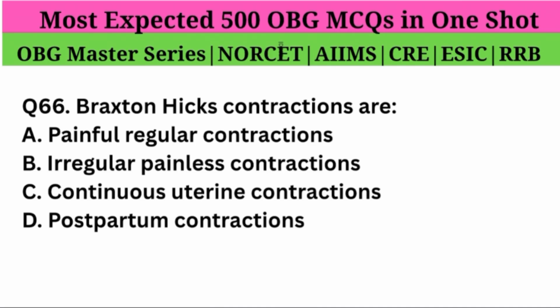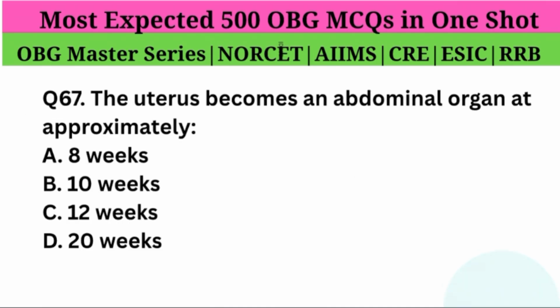Next question, Braxton Hicks contractions are. Your correct option is option B, irregular painless contractions. Next question, the uterus becomes an abdominal organ at approximately how many weeks? Your correct option is option C, 12 weeks.